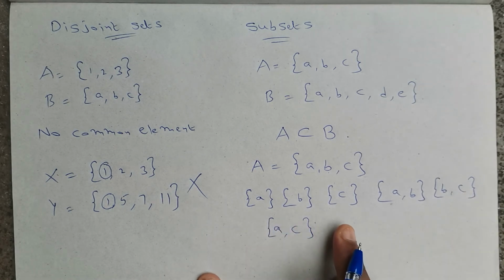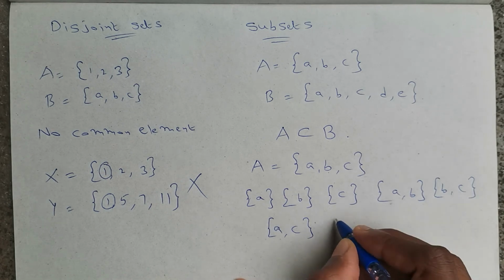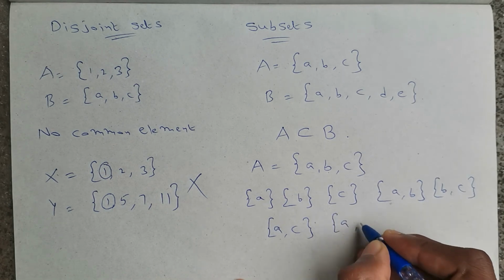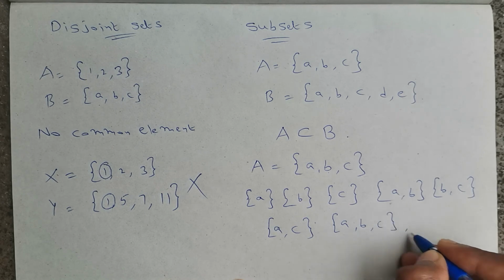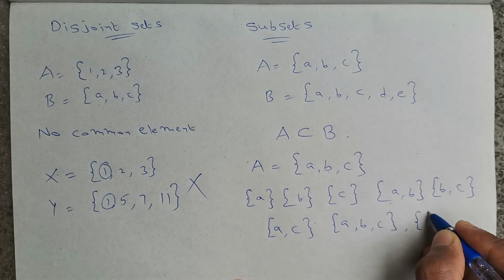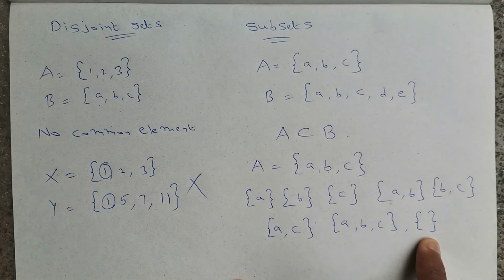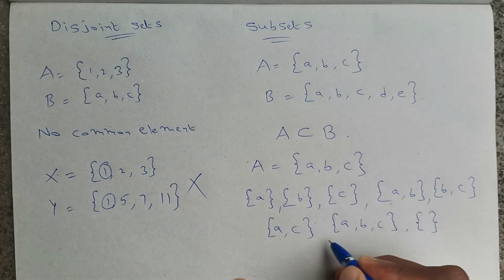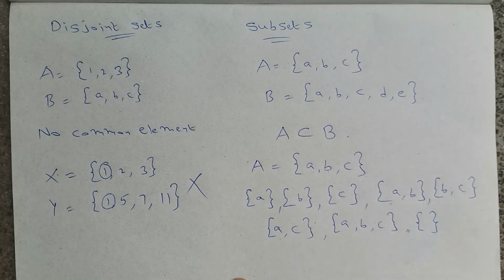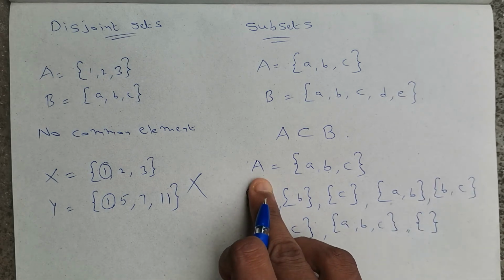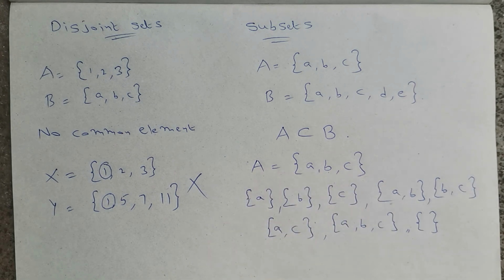Now one element completed, two elements completed, now all three elements together, a, b, c, including the empty set, because the empty set is a subset of every set. So this is the list of subsets of the given set {a, b, c}.